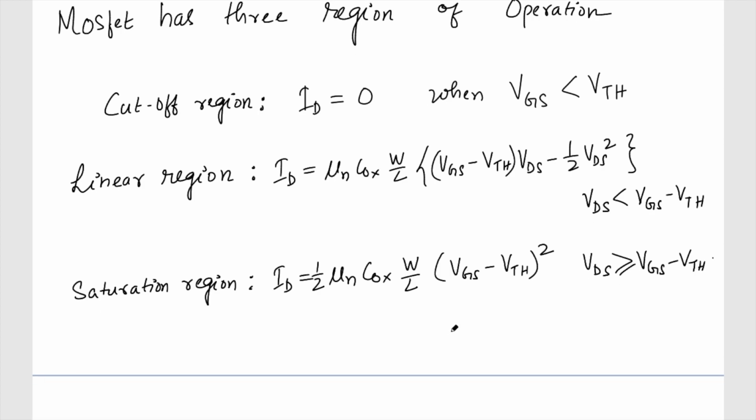Okay, so now let's try to look at how a MOSFET is drawn, the symbol of the MOSFET, and see these two regions, linear region and saturation region, in more detail, and also try to compare this operation with the operation of a BJT. Okay. So let's see the symbol of the MOSFET. Okay. So this is the symbol of the MOSFET.